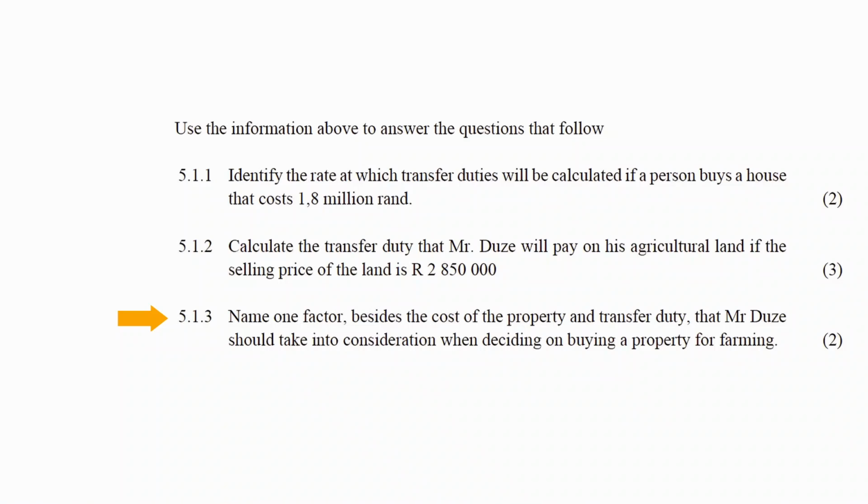In question 5.1.3, you have to name one factor besides the cost of the property and the transfer duty that Mr. Duze should take into consideration when deciding on buying a property for farming. Another consideration could be the availability of water on the property, because farming requires a lot of water.